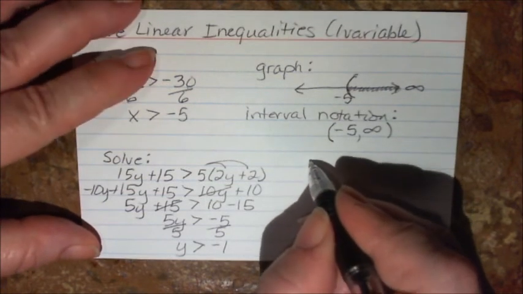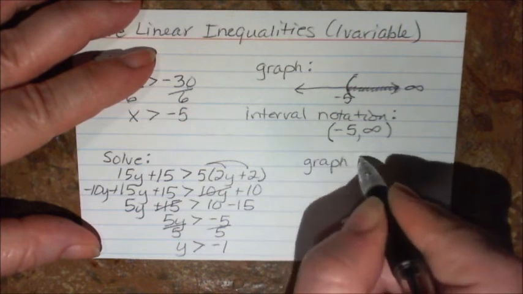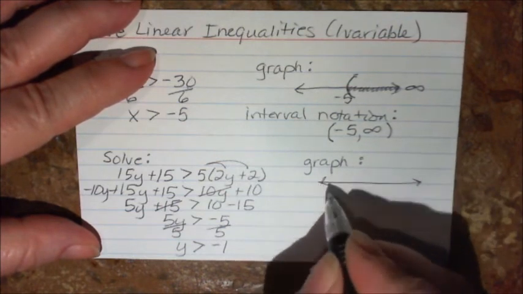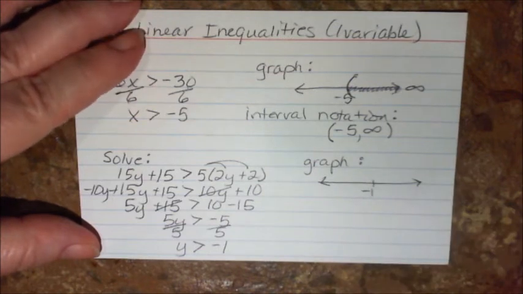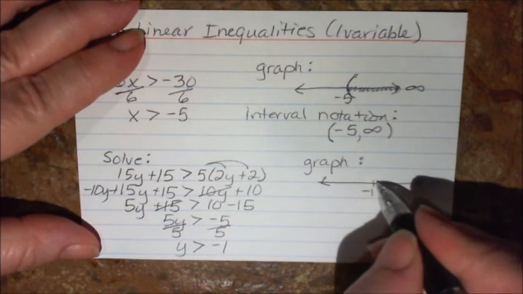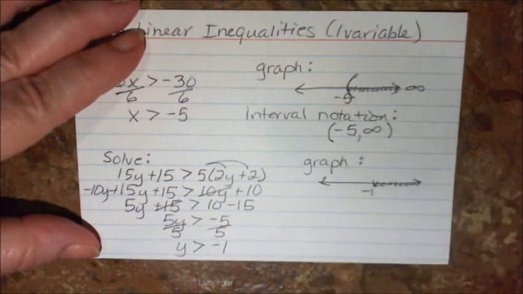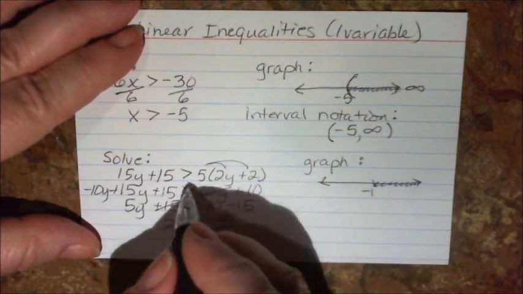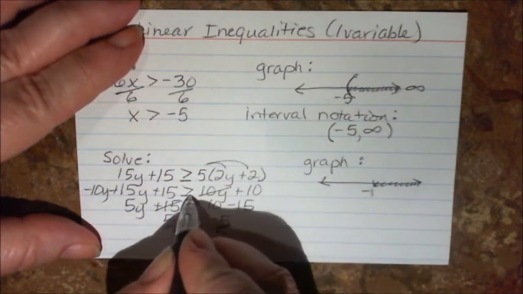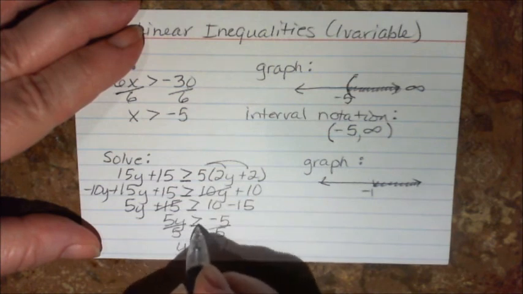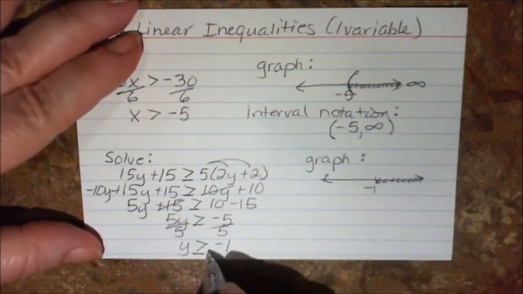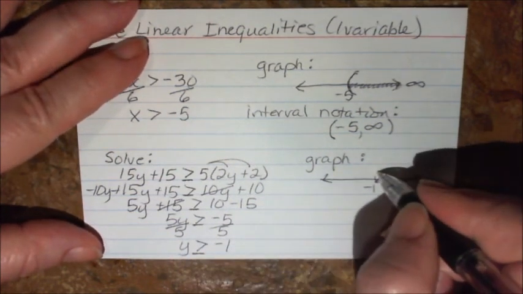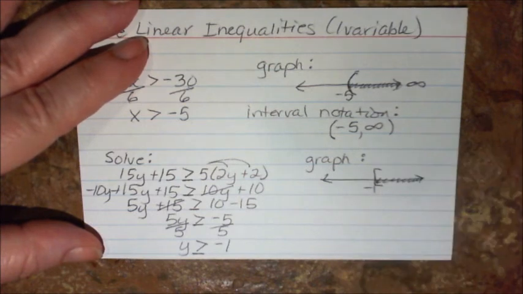Some other ways we might want to show that in graph form. So one number line, and find the number negative 1, and shade to the right of negative 1. And again we'd need a parenthesis here. So let's go back and say, what if this were greater than or equal to? Would that change things? Yes, it would change it for our graph. This is greater than or equal to negative 1, so we could include negative 1.